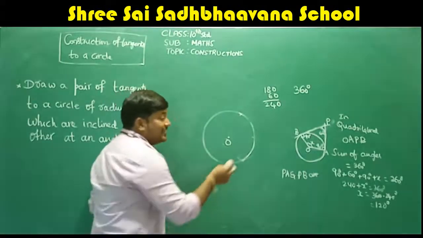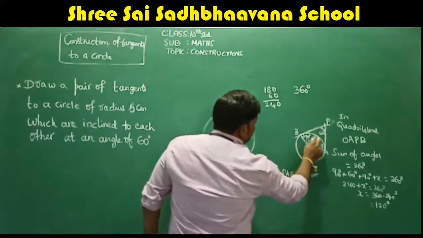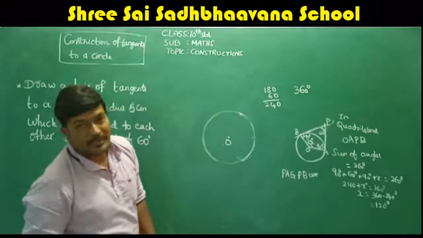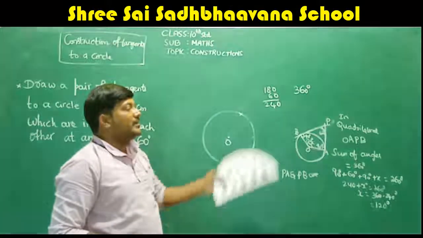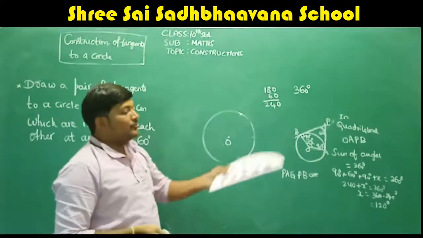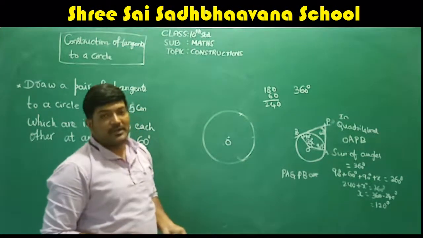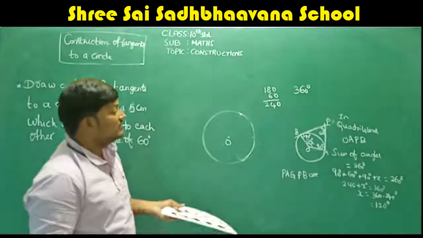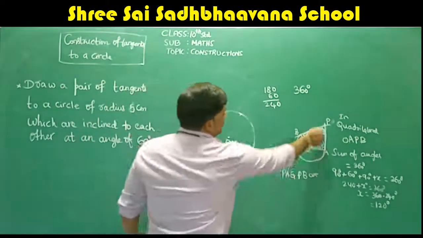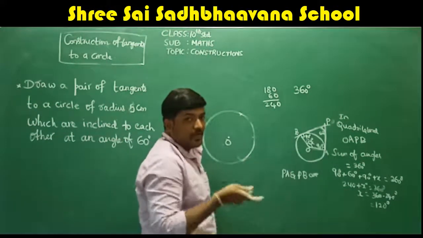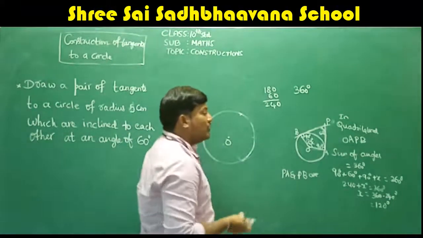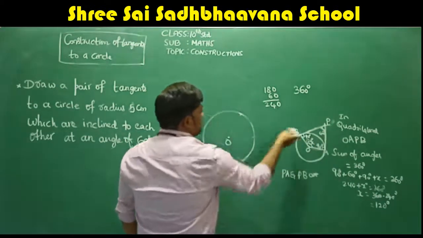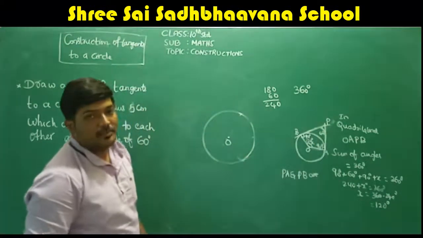Correct? If this is 120, this will obviously be 60. If I take x as 120, that should be 60, because only then will it become 360. So definitely it should be 60. That is the reason we are going with this method, because it's difficult to draw 60 degrees here; after drawing only we will come to know. So before getting 60 here, let me take the 120 angle, so definitely that angle should be 60.